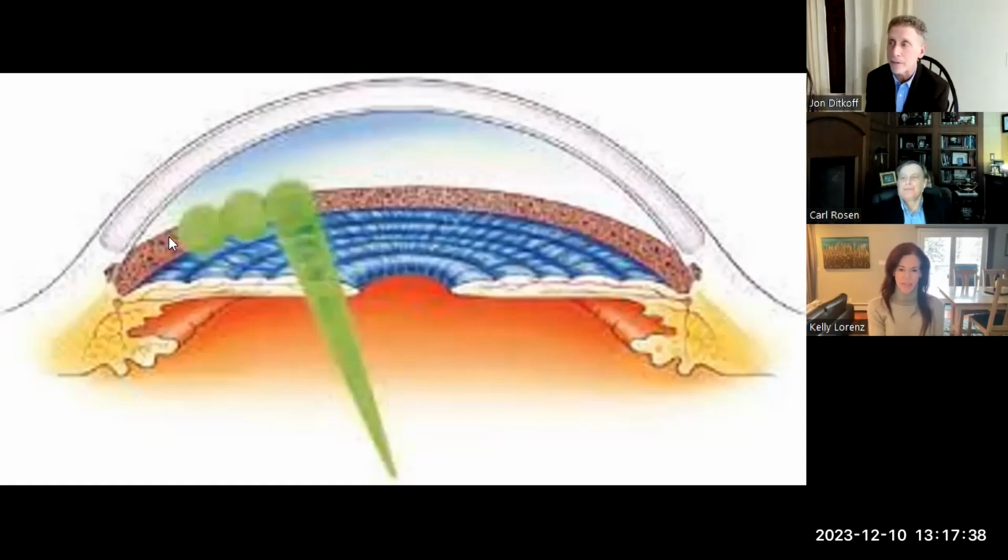That's, I think, awesome. That's a big advantage of SLT. ALT for me, I've only done it twice. I'll do the bottom 180 degrees, and then I'll do the top. So that's my two procedures. And if after 3 to 5 years the pressure does go up, then I'll usually do SLT.